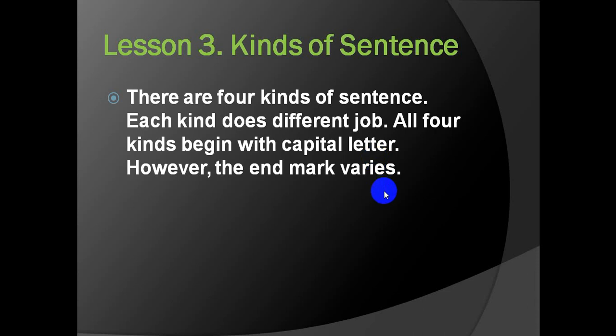For today's lesson, you will be studying about the kinds of sentence. There are four kinds of sentence in English. They are declarative sentence, interrogative sentence, imperative sentence, and exclamatory sentence. Each kind of sentence does a different job. All four kinds begin with a capital letter. However, the end mark varies. Now let's see how they are defined.